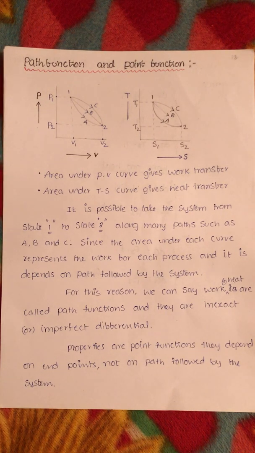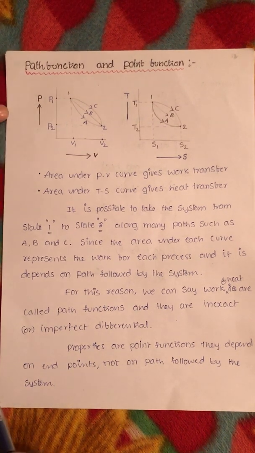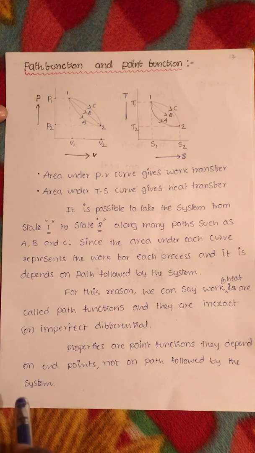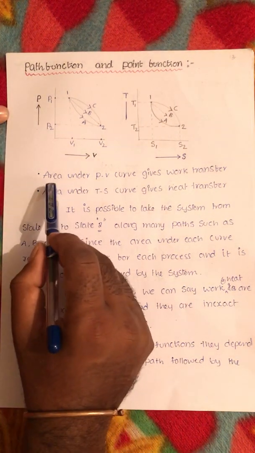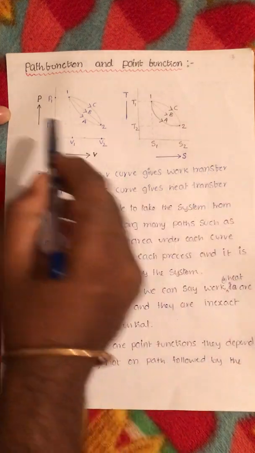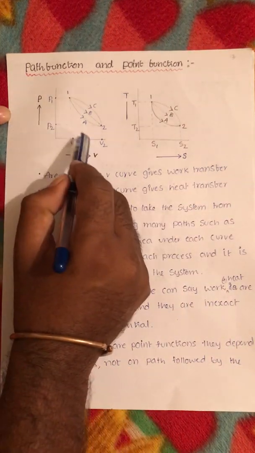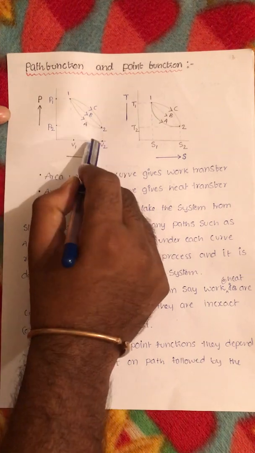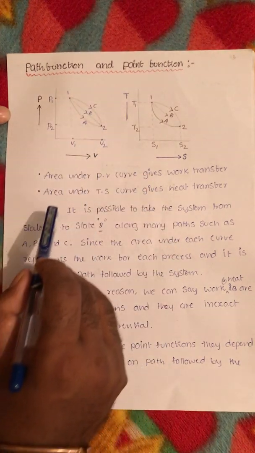Today we are going to discuss the path function and point function. What is a path function and what is a point function? The area under a PV curve gives work transfer. We already know that if you draw any curve on a PV plot and take the area under the curve, that gives the work transfer in that process.